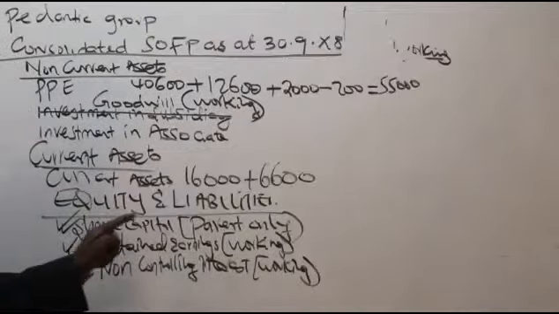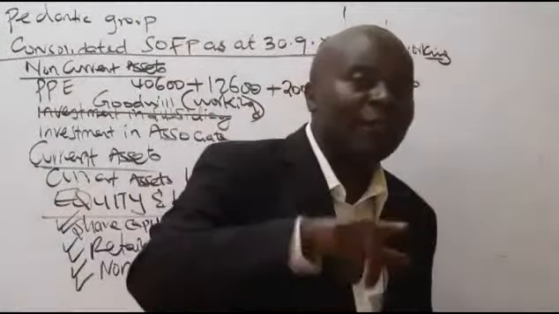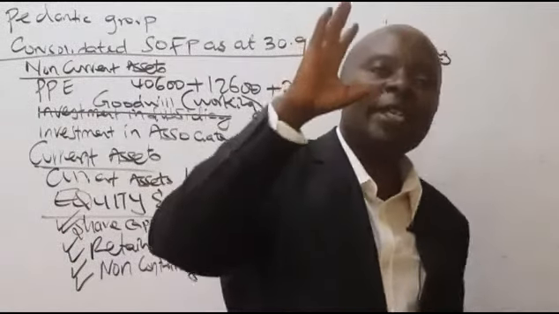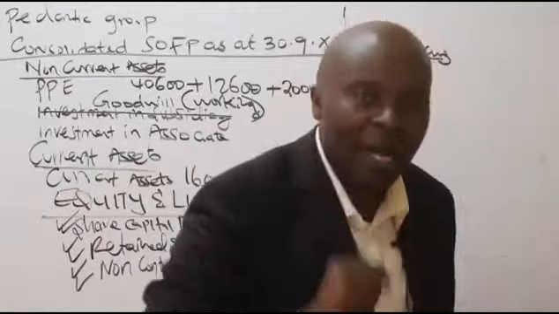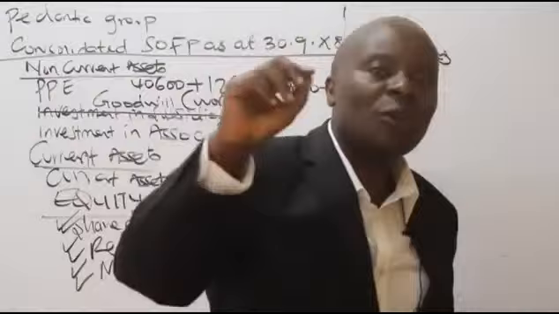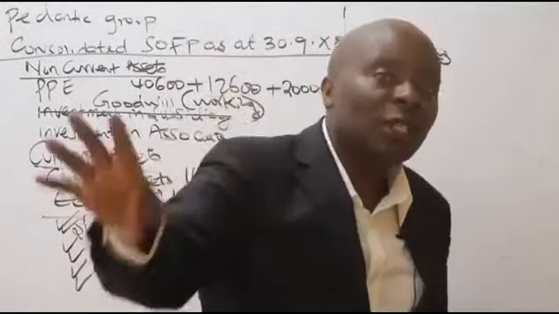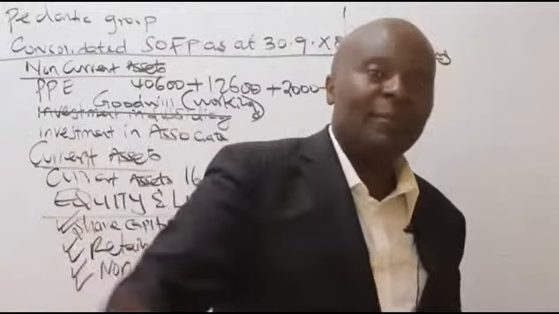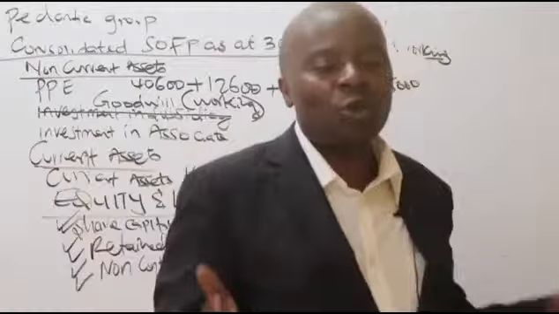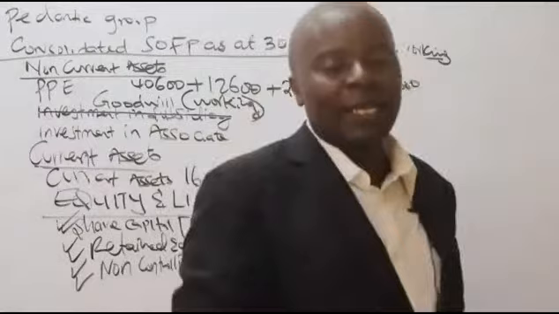Why is this NCI an equity component? Remember, these people have given you money, which is not a loan. They will never, in this case, come to demand their money back. If they want their money back, then they have to go to a secondary market like the Nairobi Stock Exchange and sell their shares to a third party. But the money that they gave to us in form of share capital is a permanent source of capital. And if it's a permanent source of capital, it shall always be under equity.